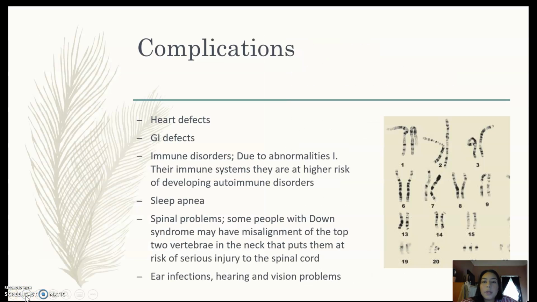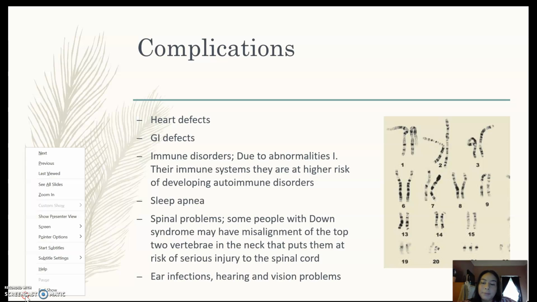Some complications of someone that may have Down syndrome are heart defects, GI defects, as well as immune disorders, just because their immune system is at higher risk, so they have a higher chance of developing autoimmune disorders. Sleep apnea, as well as spinal problems, because some people with Down syndrome may be born with a misalignment of the top 2 vertebrae in the neck that can put them at risk of serious injury to their spinal cord. Ear infections, as well as hearing and vision problems.